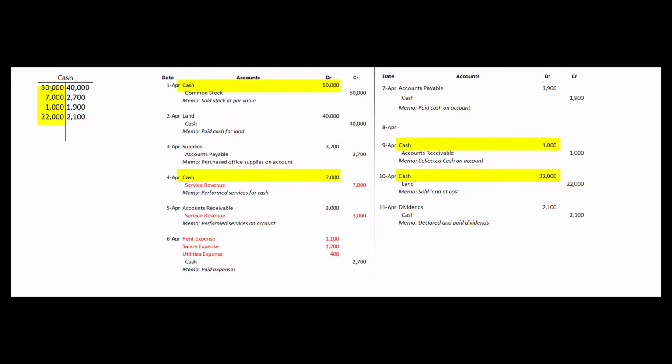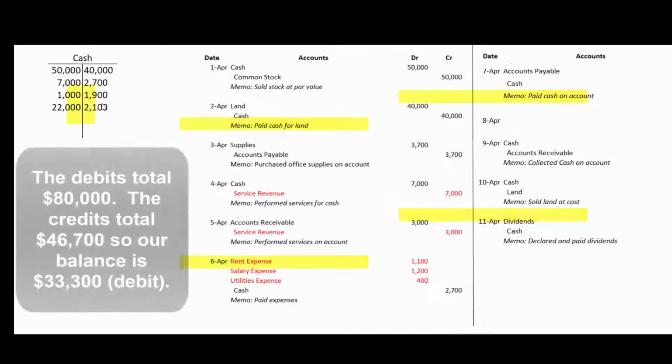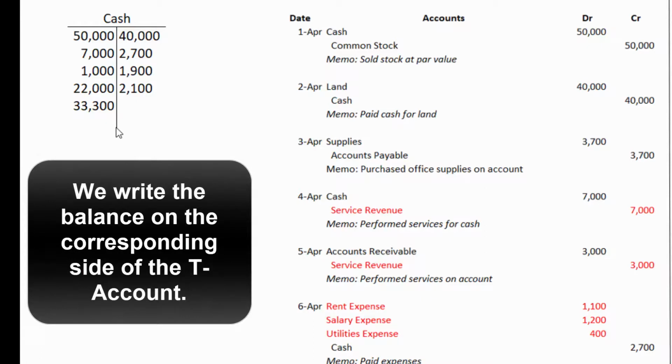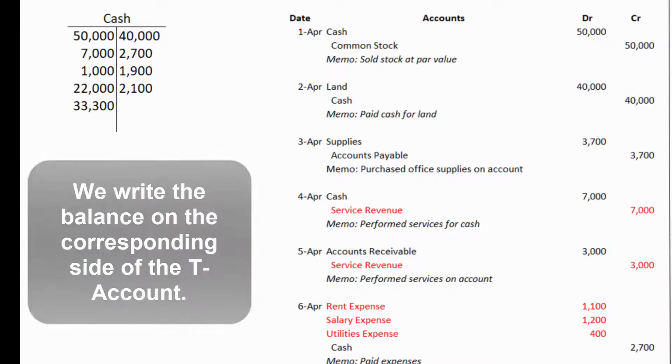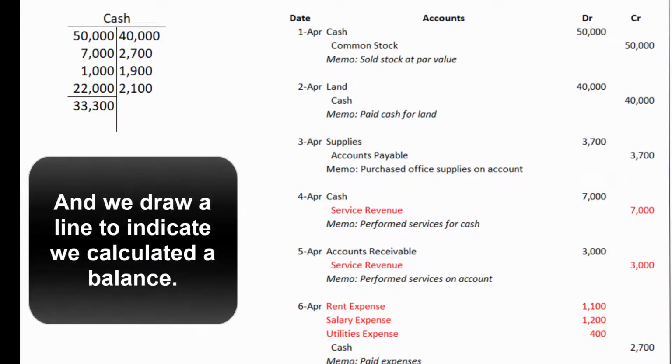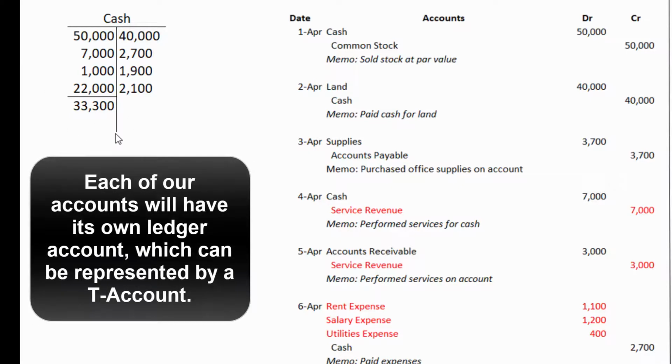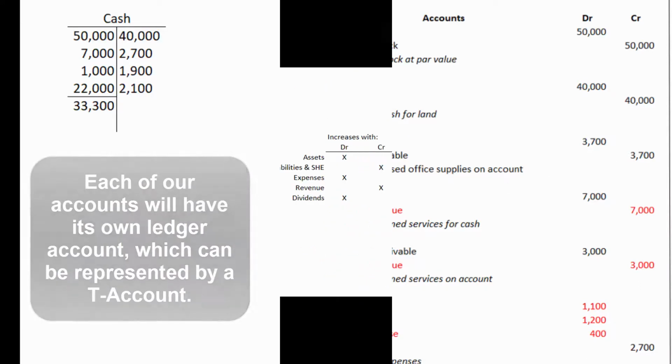All right, so I posted all the debits to the left-hand side and all the credits to the right-hand side. So let's strike a balance. We'll add up all the debits and subtract all the credits, and that'll give us a balance of $33,300. Since it's a debit balance, we'll write it on the left-hand side, and we'll draw a line so that we know that that is a balance and not just another debit entry. And like I say, we'll have T accounts for all our accounts. For example, accounts payable will have a T account, and its normal balance will be a credit.